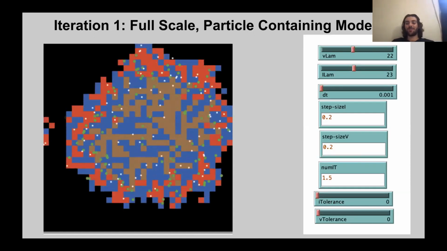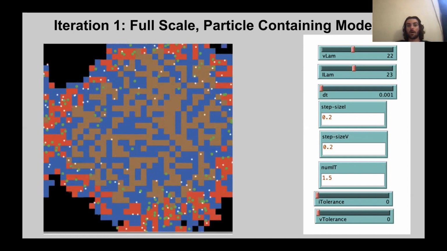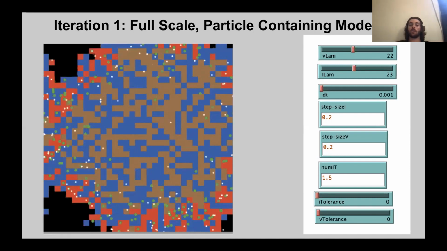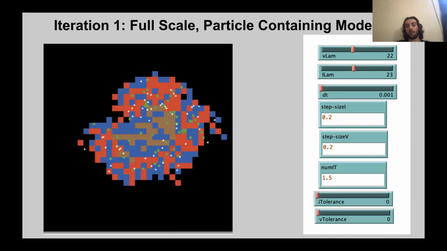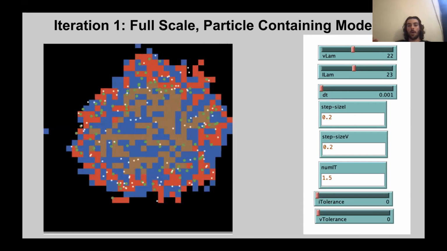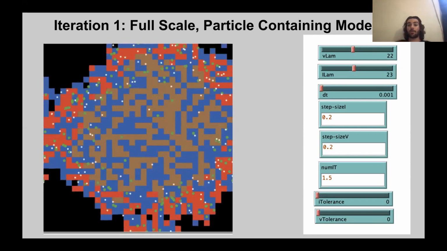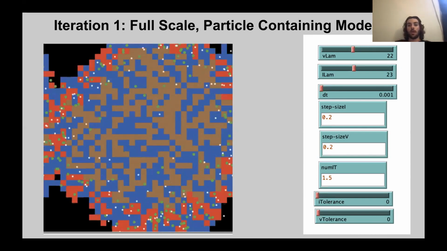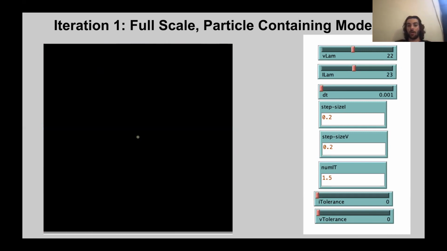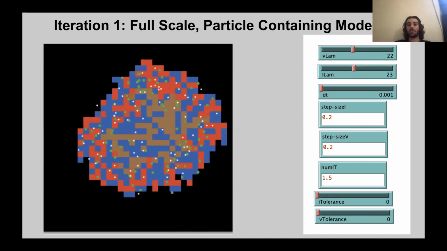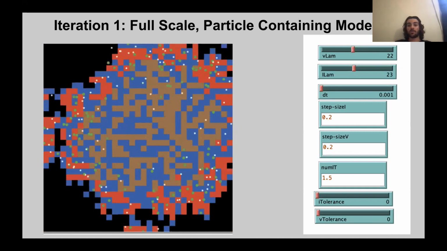So the first model we created was kind of a full-scale particle-containing model, and this model was really good. Each patch is a cell, and then there's two kinds of turtles, the interferons and the viral turtles. But the main issue that we had with this model is, as you can see on the right, there are a lot of parameters that go into making it. So when we were trying to study it, it was becoming very difficult to tell what was happening when changing things. So we needed to come up with a simpler model to be able to actually run some tests on it.